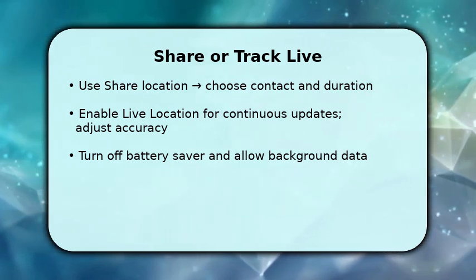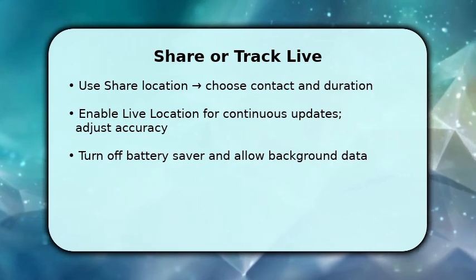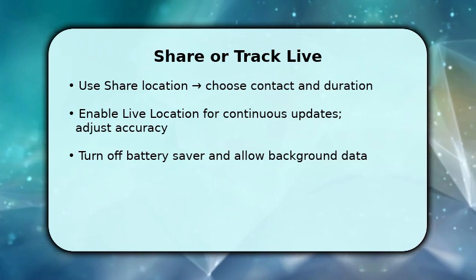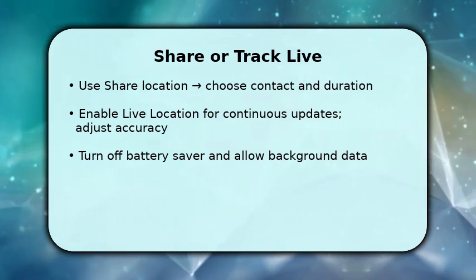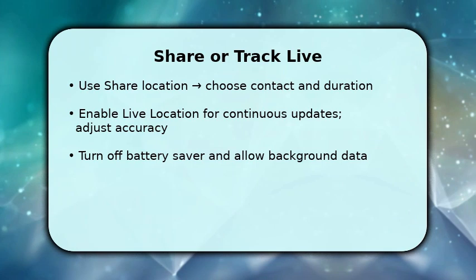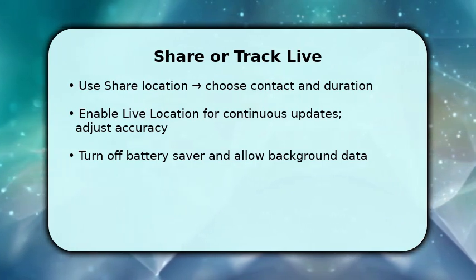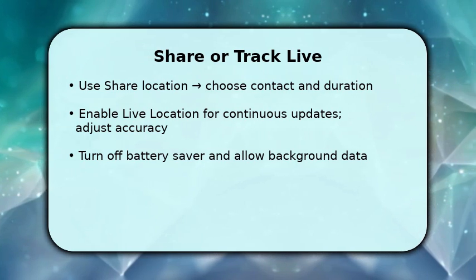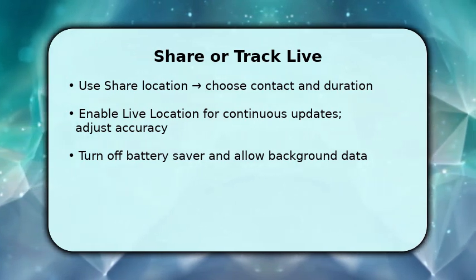For private tracking, use Timeline to record routes. Make sure location history is on. Adjust location accuracy in settings if signals are weak, and disable battery saver or allow background data so updates are frequent. Once configured, start moving and watch your position update in real time on the map or in your timeline.